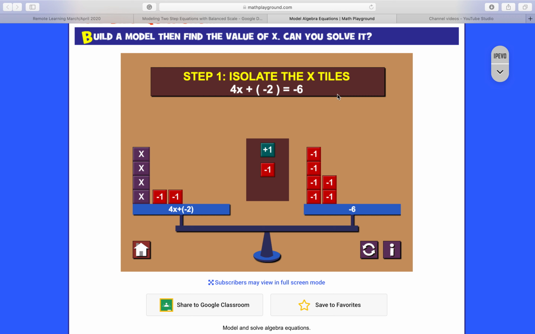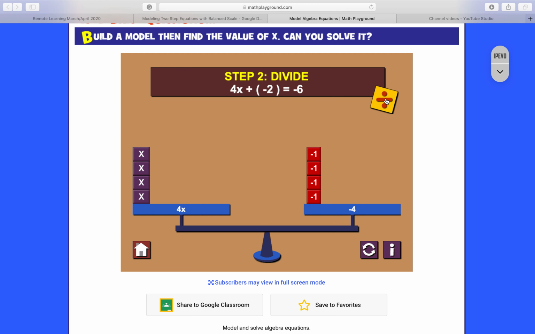and click the green arrow to continue, the green check mark to continue. Now this is where you want to isolate the x tiles. You want to get rid of these two -1 tiles that you've got. So I'm going to pair each with a +1. And now I've isolated the x tiles. The x tiles are by themselves on the left side of the equation. I want to hit the check mark to continue. Now I'm being told to divide.